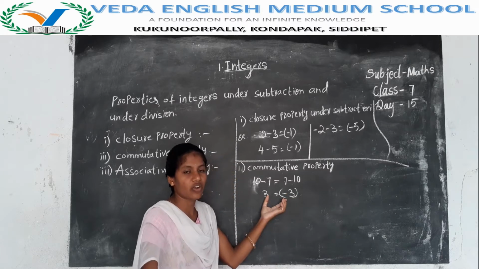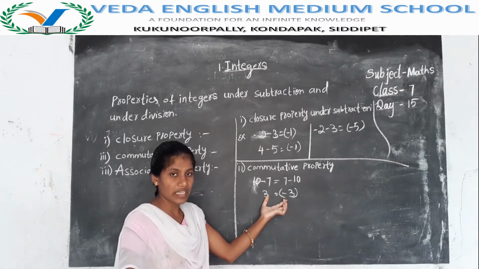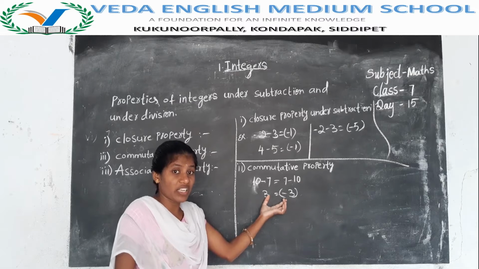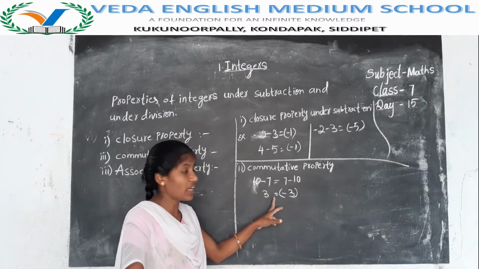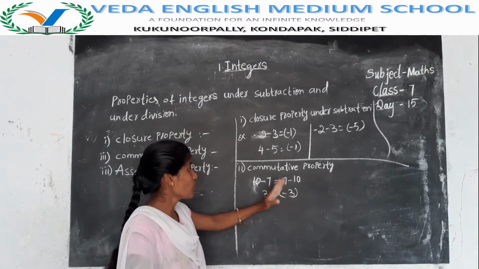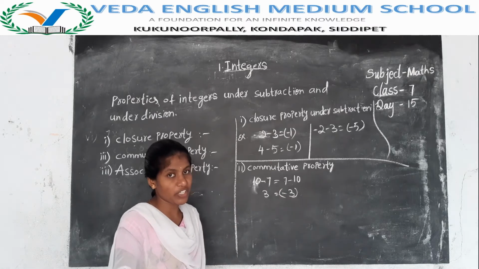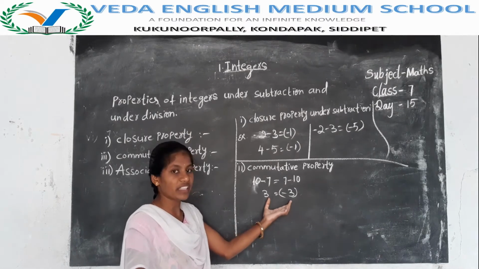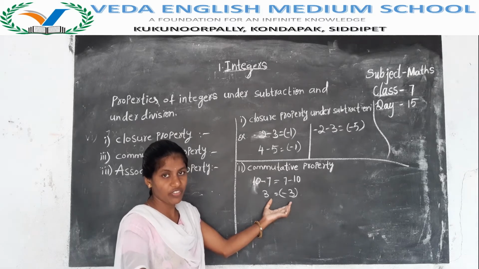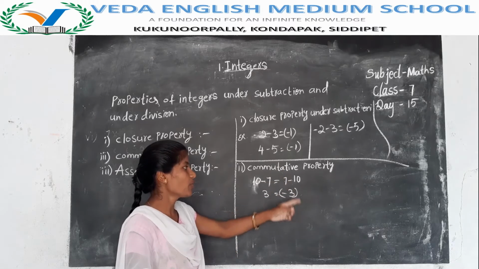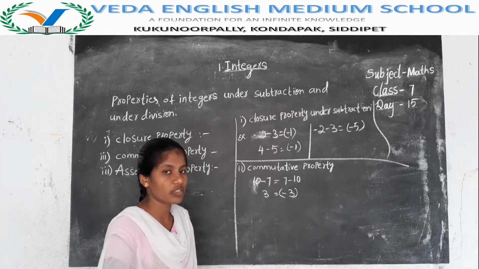So both answers are not the same. If both the answers are the same, then you can say commutative property is possible. But here, are you getting the same answer? No, here the answer is different. Now you have to say that commutative property under subtraction is not possible for integers.